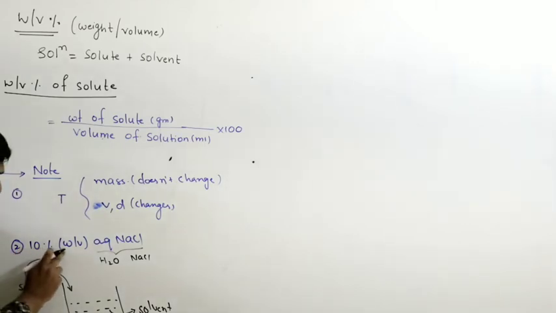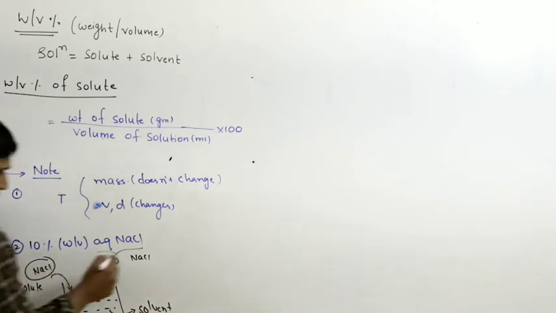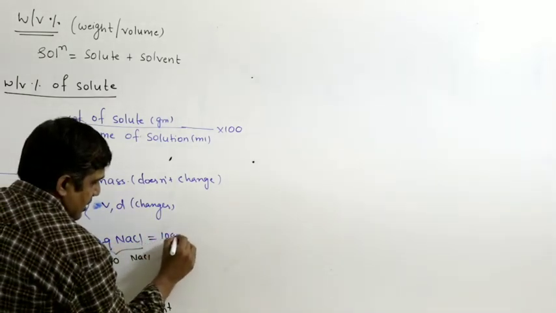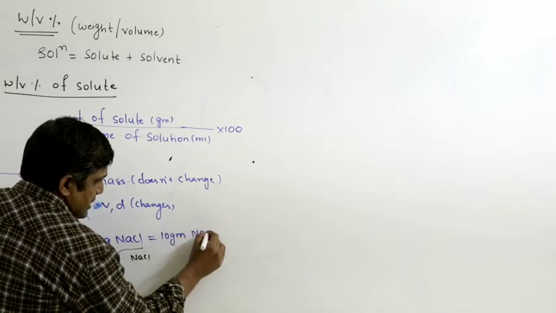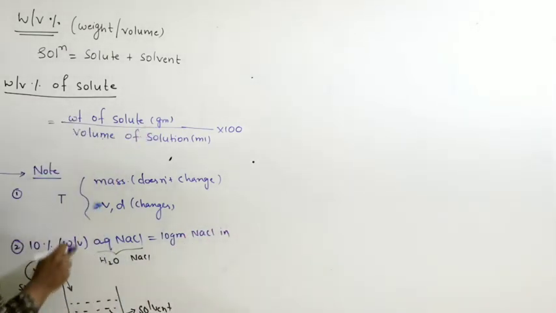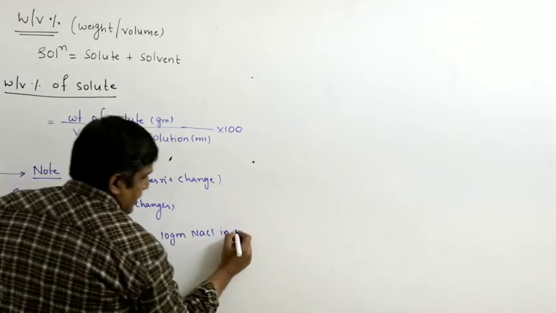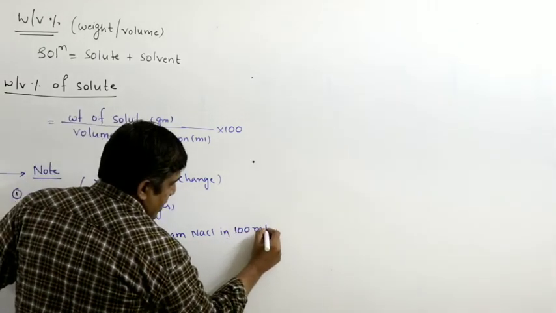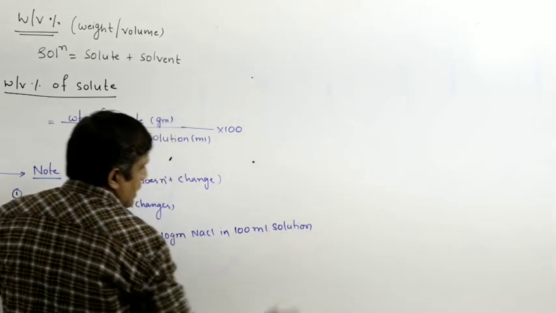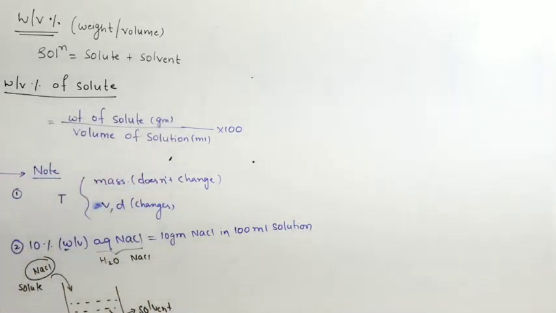So 10% aqueous NaCl, weight by volume, means 10 grams, this is the weight of solute, 10 grams of NaCl in the volume of solution. Percentage, therefore you have to assume the denominator as 100. In 100 ml solution, not water, in 100 ml solution, 10 grams of NaCl is dissolved.